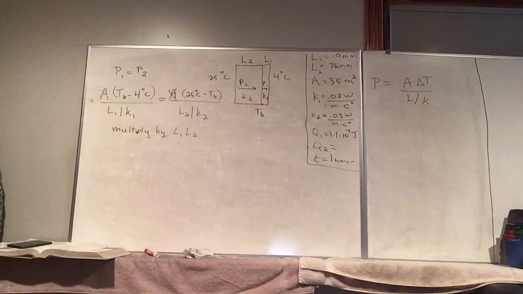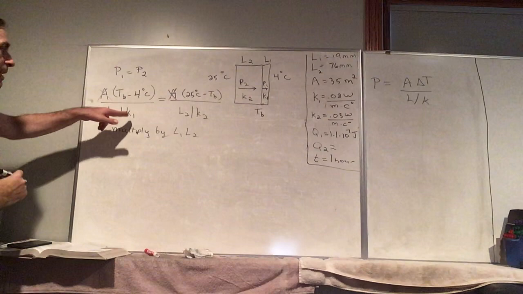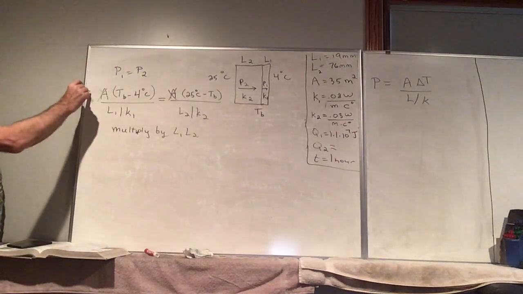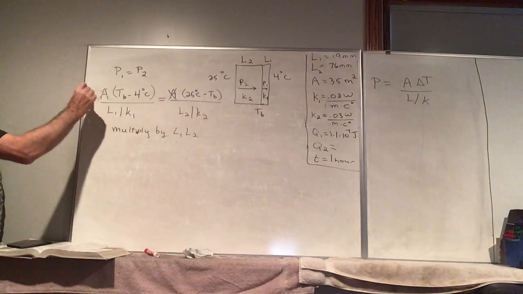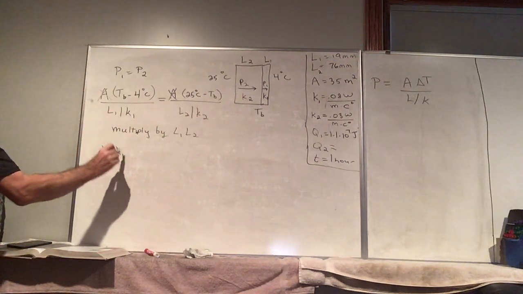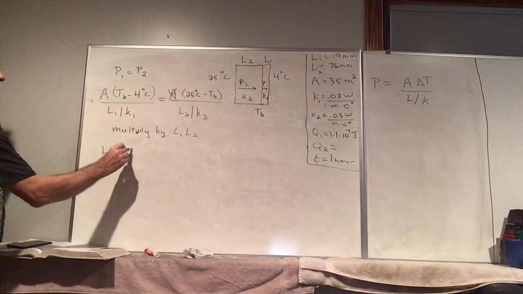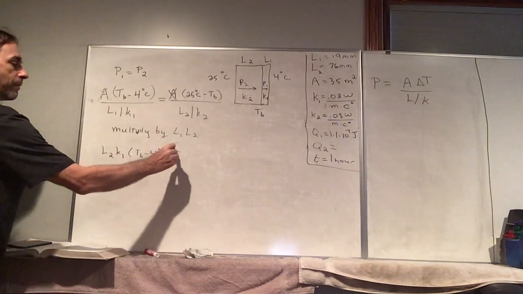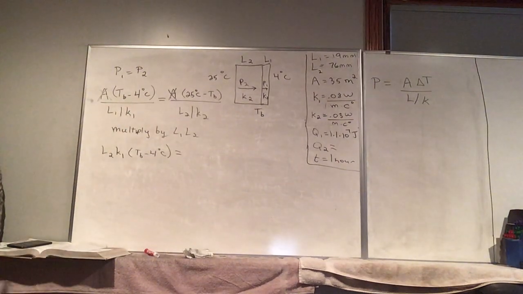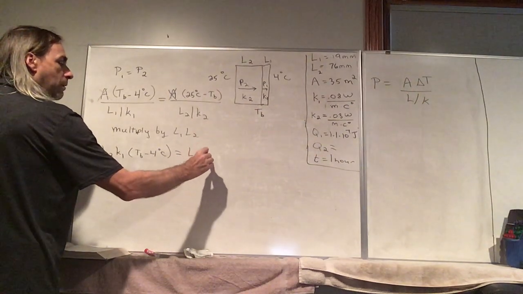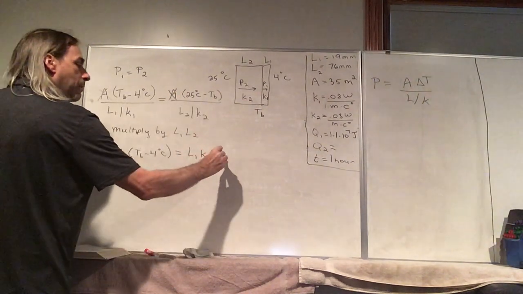So let's try that. Because we have this K1 in the denominator, we can just bring that on top. So if we multiply by L1, L2, the L1 crosses off. So we'll have L2 K1 times TB minus 4 degrees Celsius. Similarly on the right, the L2 is going to cancel out. So we'll have L1, we bring the K2 to the top.